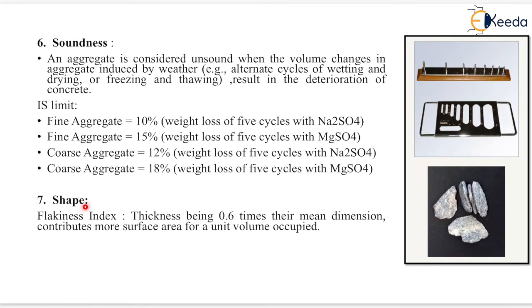Now next one is the shape, that is the flakiness index. Thickness being 0.6 times their mean dimension contributes more surface area for a unit volume occupied. Now this data is very important from the GATE point of view as well as from other government exam point of view, because every time a question will be asked from this portion.